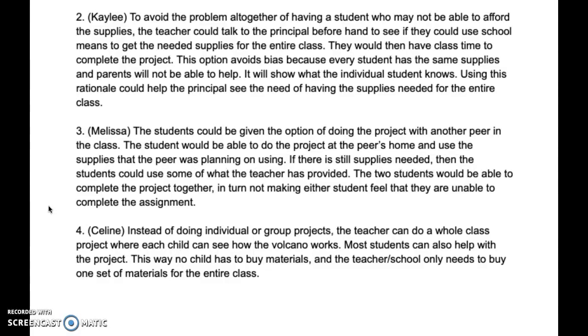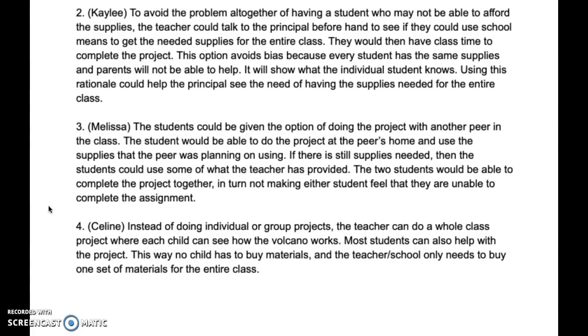This option avoids bias because every student has the same supplies and parents will not be able to help. It will show what the individual student knows. Using this rationale could help the principal see the need of having the supplies needed for the entire class.